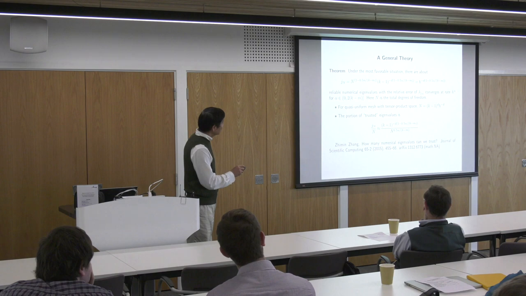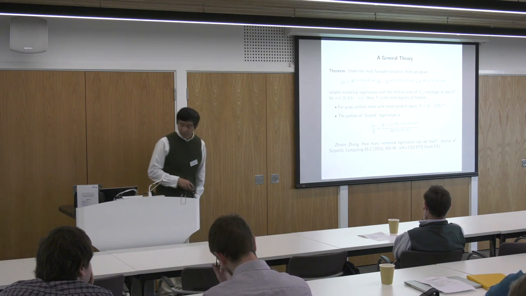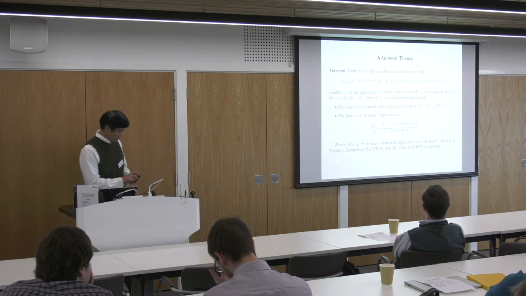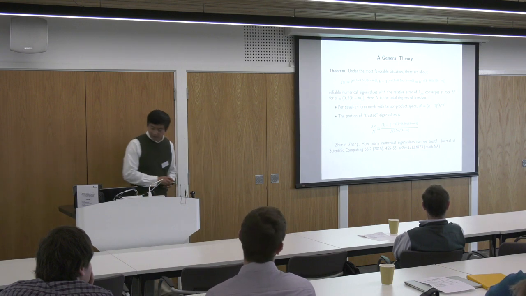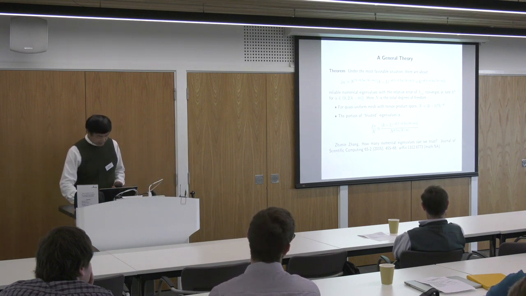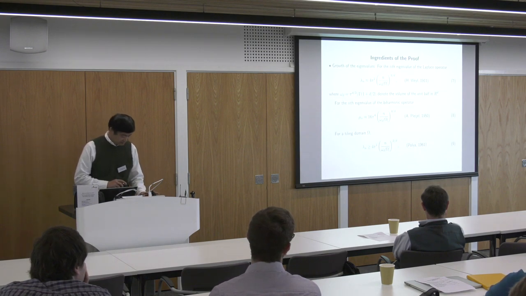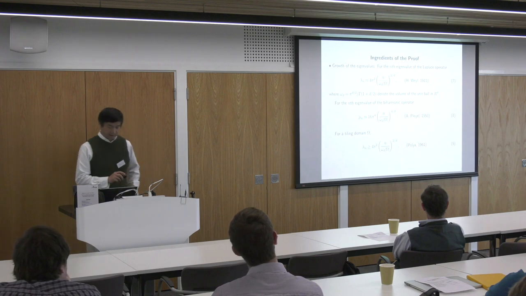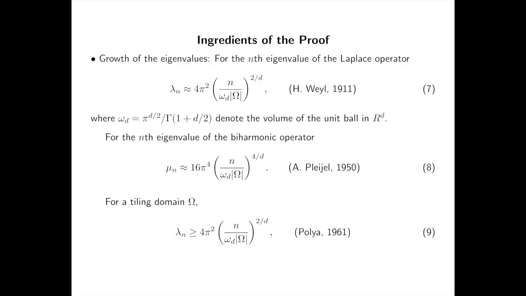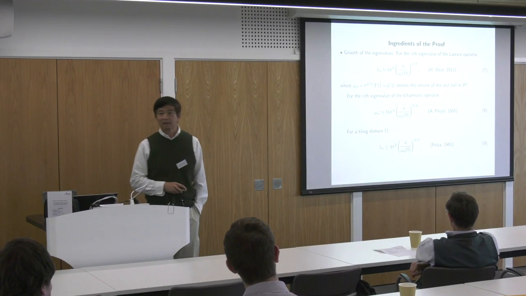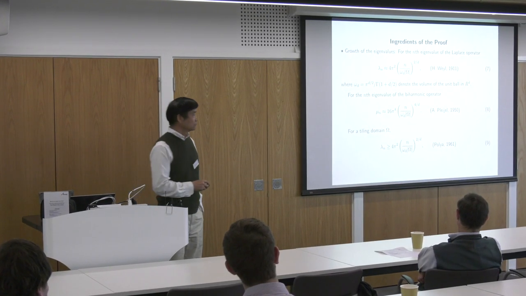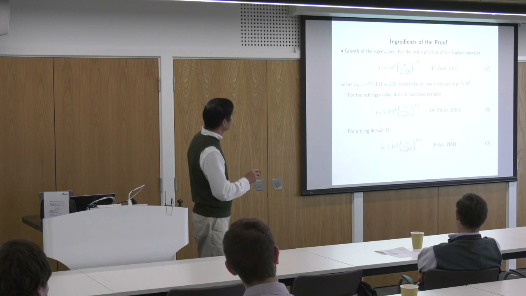This theory depends on a lot of previous results, so the details are in the paper. I'll just say something about the proof. The theory needed a lot of previous results, and the first one is the so-called Weyl's law, right? Each eigenvalue is like this asymptotically. Already in the first talk, Professor Arnold mentioned this Weyl's law.